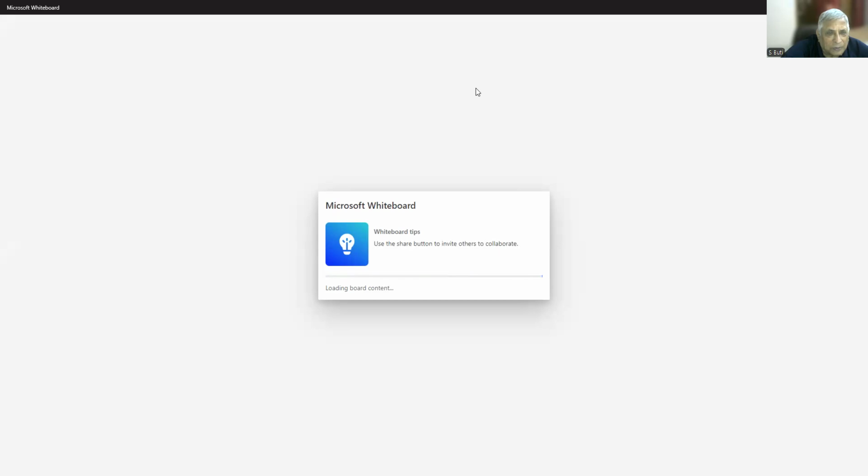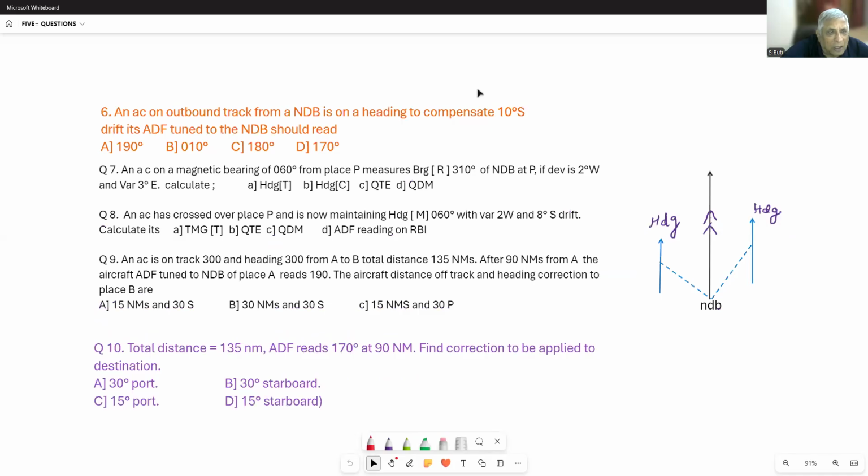The next are 5 more numericals. And once you have applied a drift, your station behind should not read 180. What should it read is what is asked here.